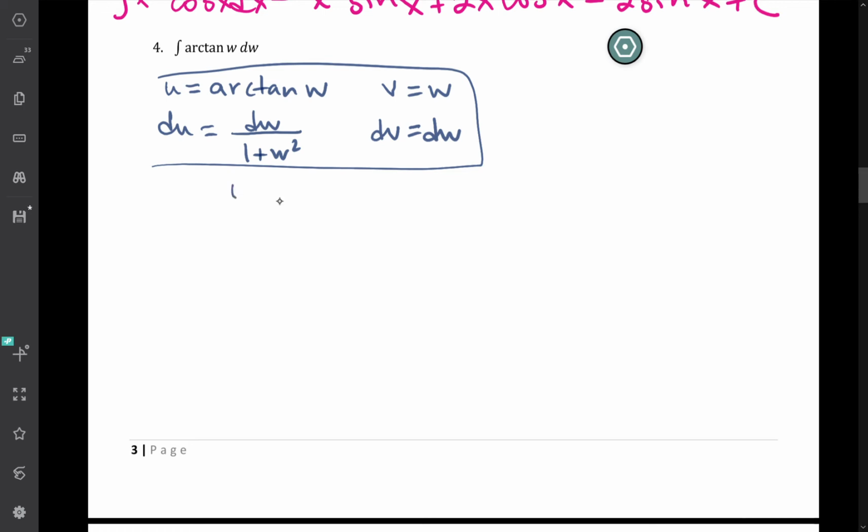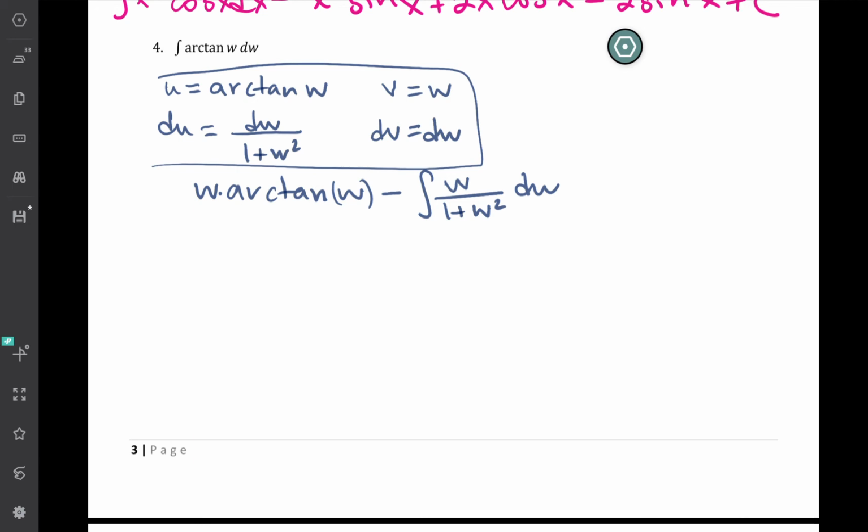So right now I have u times v minus the integral of v du. I'm going to move that dw back out to the side. Okay, so we have w times 1 over 1 plus w squared. We can move that w up to the top. So I don't know if this immediately jumps out as being something easier to deal with than the arctan originally was, but basically what we have there is a really nice substitution problem.